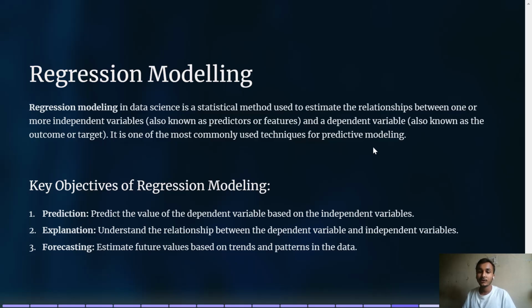So, what are the key objectives of regression modeling? Prediction: predicts the value of the dependent variable based on the independent variables. Explanation: understanding the relationships between the dependent variable and independent variables. And forecasting: estimate future values based on trends and patterns in the data.